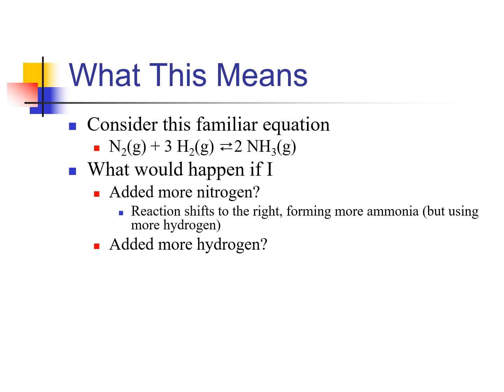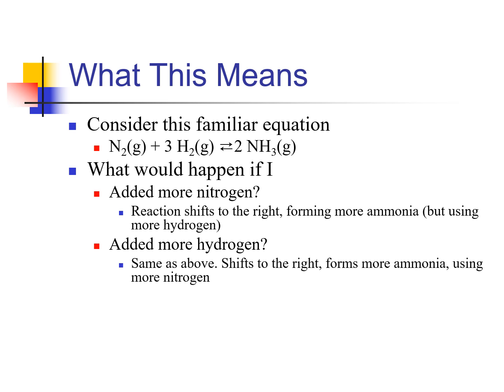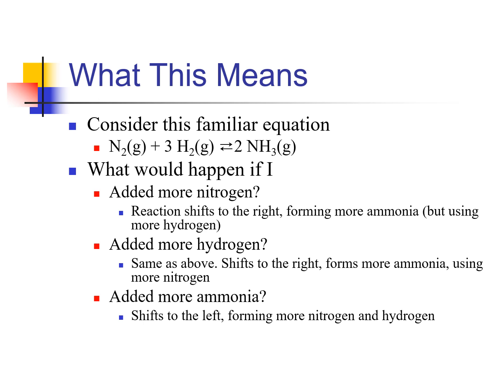What happens if we add more hydrogen? Same idea. The system goes, oh, too much reactant, got to get rid of it. It gets rid of it by making more product, makes more NH3. But nitrogen now gets used up. What happens if we add more ammonia? The system goes, uh-oh, too much product, got to get less. It decomposes the ammonia back into the reactants, so the nitrogen and the hydrogen amounts increase, again, to reestablish that same ratio.